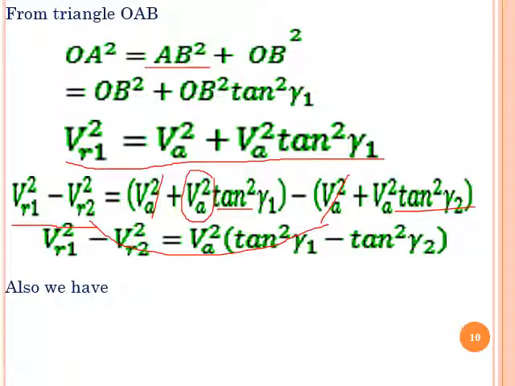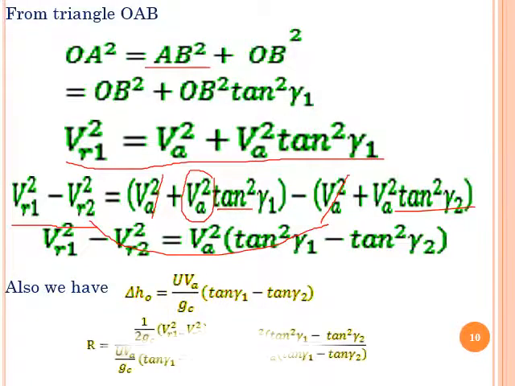So also we have the total enthalpy change. The total enthalpy change in the stage is given by U by Gc V of A (tan gamma 1 minus tan gamma 2). Now the degree of reaction R is equal to 1 by 2 Gc (VR1 square minus VR2 square), over the total enthalpy change in a stage, given by U by Gc V of A (tan gamma 1 minus tan gamma 2).